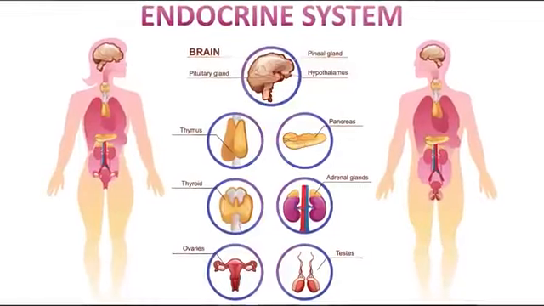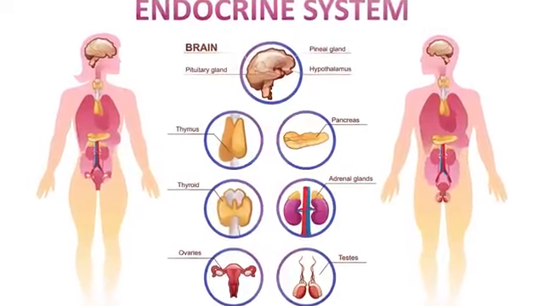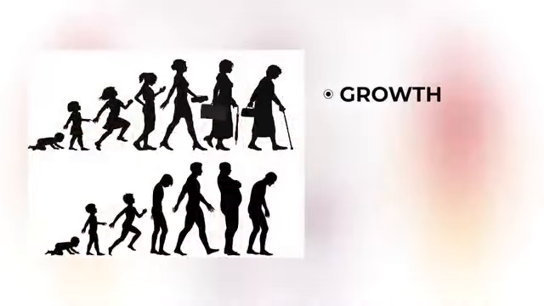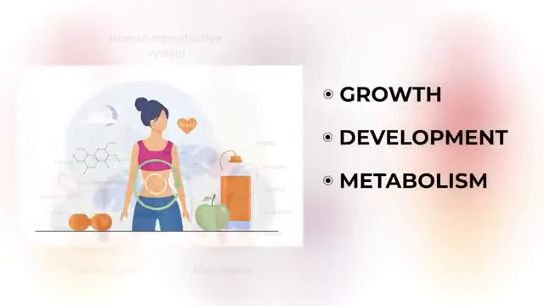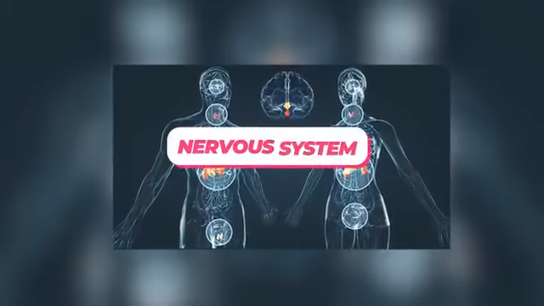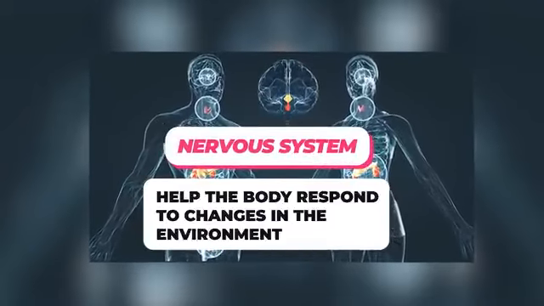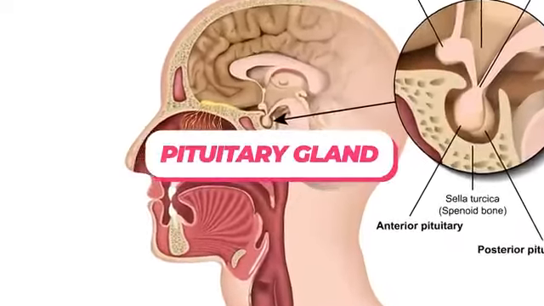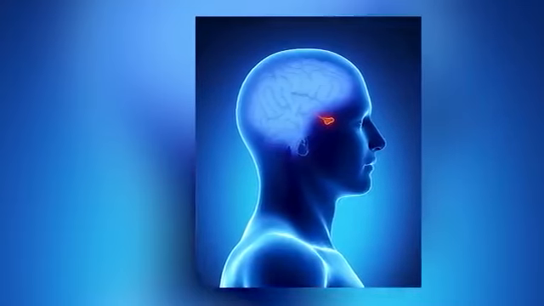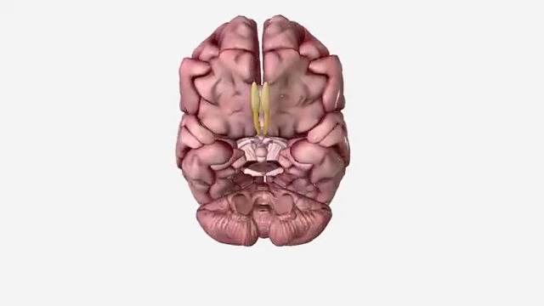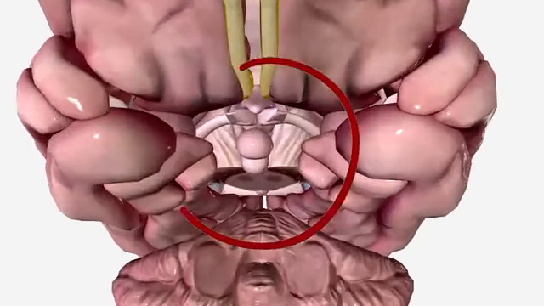The endocrine system. The endocrine system is a complex network of glands and hormones that regulate various bodily functions, including growth, development, metabolism, and reproduction. The endocrine system works closely with the nervous system to help the body respond to changes in the environment. Pituitary gland. The pituitary gland, also known as the master gland, is located at the base of the brain and plays a key role in regulating the endocrine system.